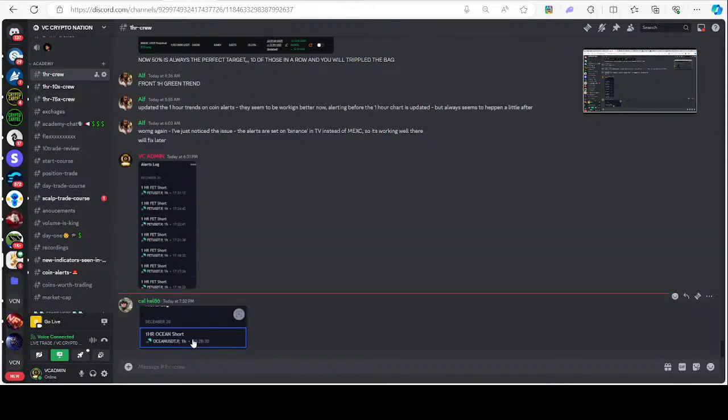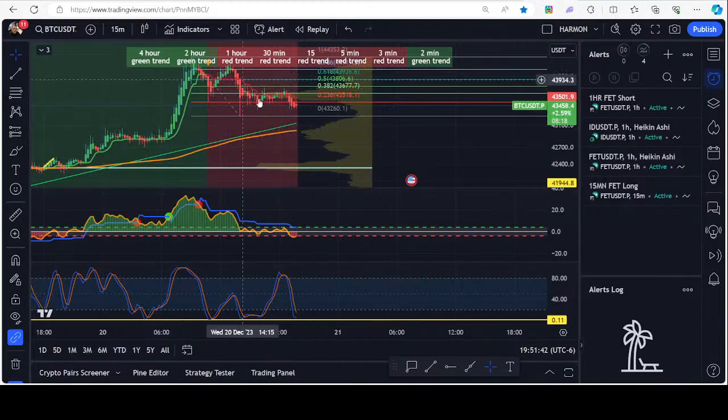All right, so right now we have a 1 hour ocean that came in right here at 332. So now this says a 1 hour ocean short, right? So we're going to go look at 1 hour ocean. So now everything right here on Bitcoin looks like it's going down here. So shorts are probably going to be the best thing.